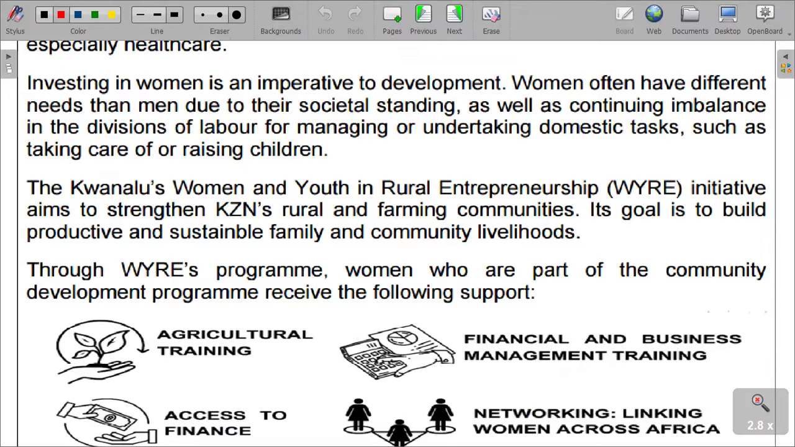The Cornelius Women and Youth in Rural Entrepreneurship, which is the WYRE initiative, aims to strengthen KZN's rural and farming communities. Its goal is to build productive and sustainable family and community livelihoods. Through the program, women who are part of the community development program receive the following support.